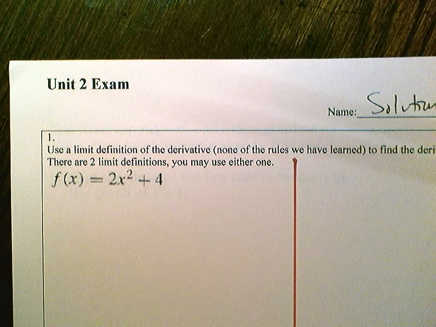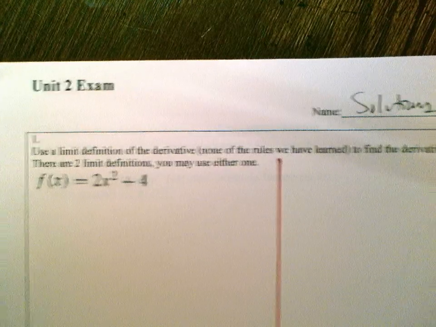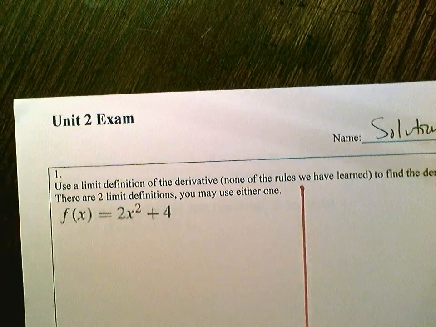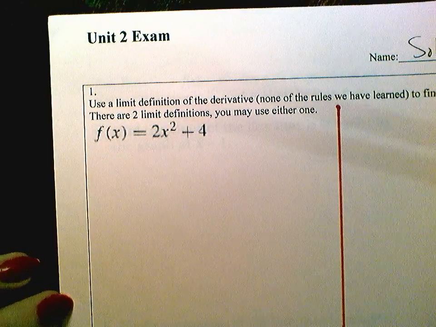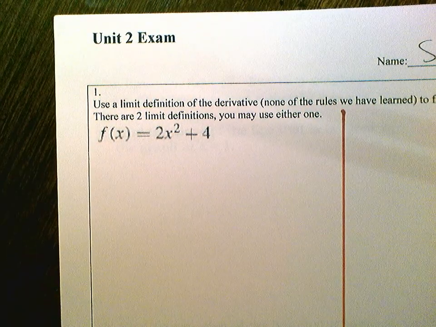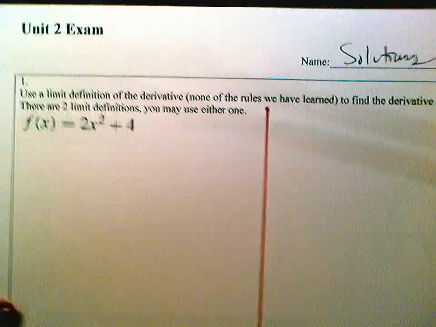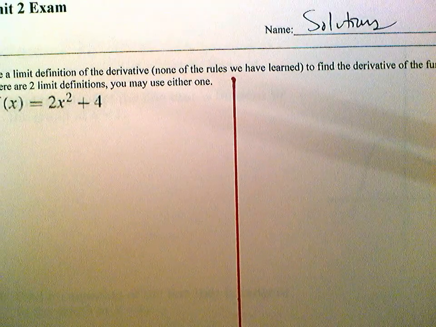So the first one: use a limit definition of the derivative, none of the rules, to find the derivative of the function below. There are two limit definitions. You may use either one. A lot of you got just 1 point off on this, and it was just for notation. All right, so I'm going to do it. I put a line down the middle because I'm going to do it two ways.